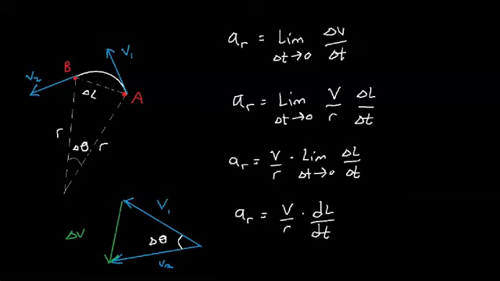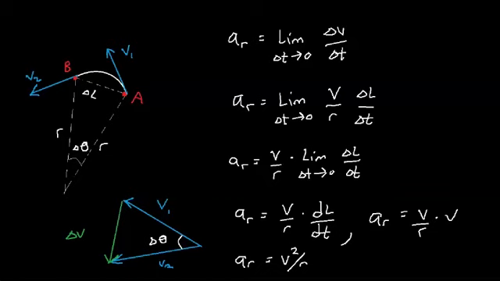Now what we have here is that the centripetal acceleration equals v over r times dL/dt, where L is our arc length. But we know that dL/dt is equal to the speed of the object moving in the circular path. So we can write our centripetal acceleration as a_R equals v squared over r.